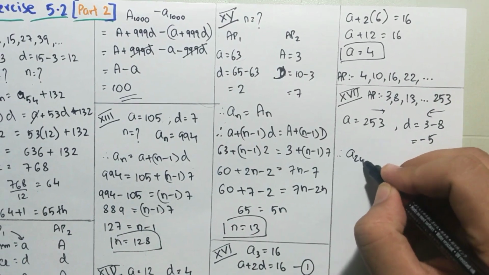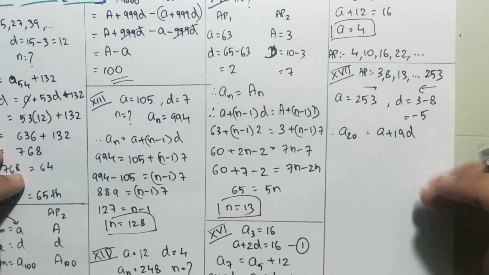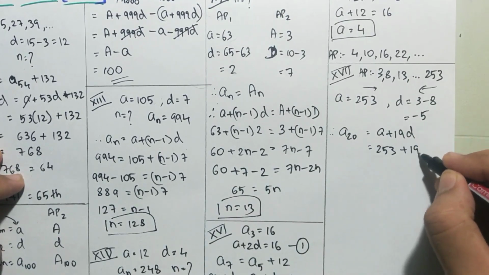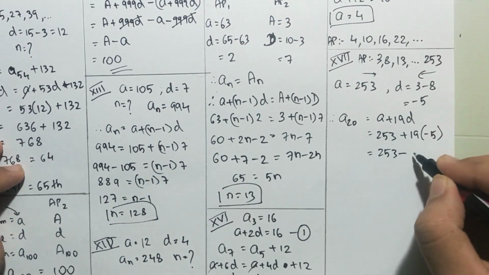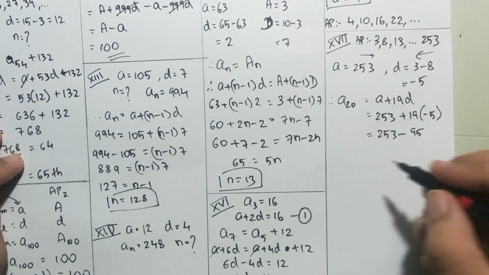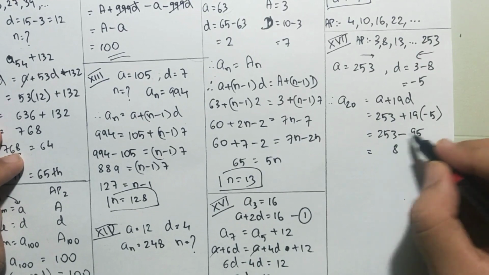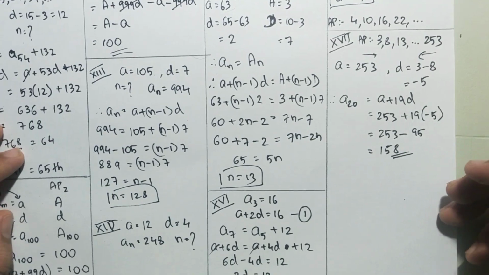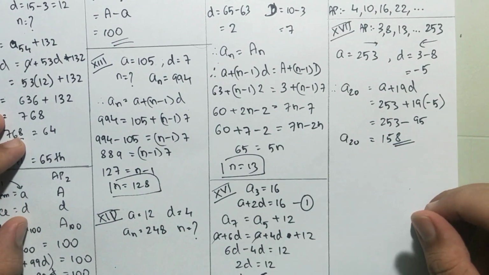Now just find the 20th term. What is the 20th term? A plus 19D. A is 253 plus 19 multiplied by -5. 253 minus 95 is 158. This is the 20th term from the last. Understood? Shall I proceed toward the 18th sum?